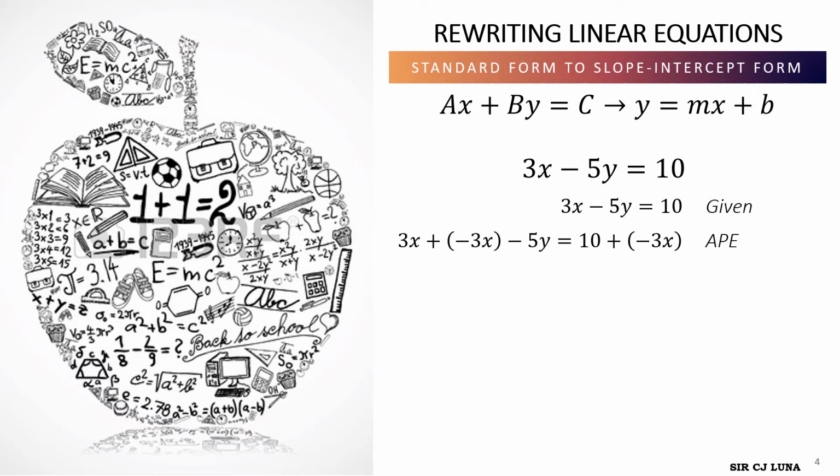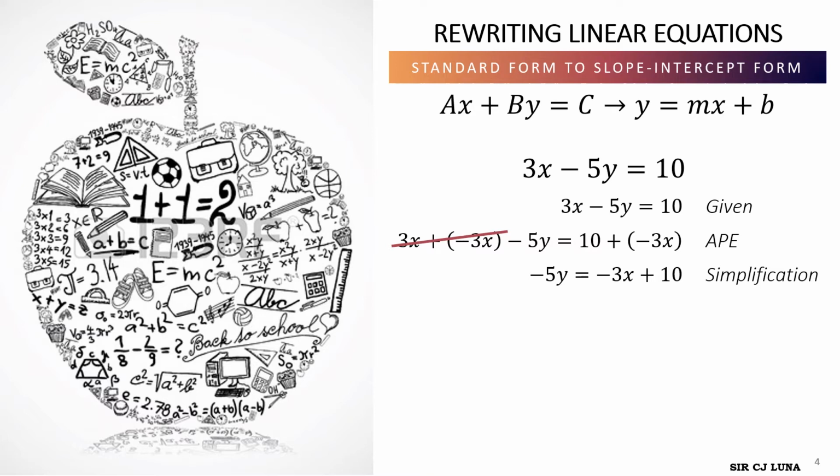At meron tayong ganito ngayon. Okay? Then, we will simplify. Simplify natin yung ating nakuhang equation. So we can add 3x and negative 3x, that will become 0. Okay? So now we only have negative 5y equals negative 3x plus 10. Yung sa right side natin, inayos lang natin. We write the term with the variable x first. So naging negative 3x plus 10 siya nun.